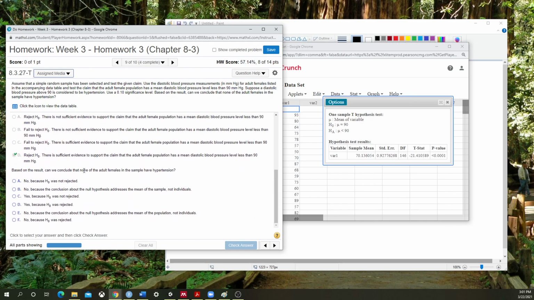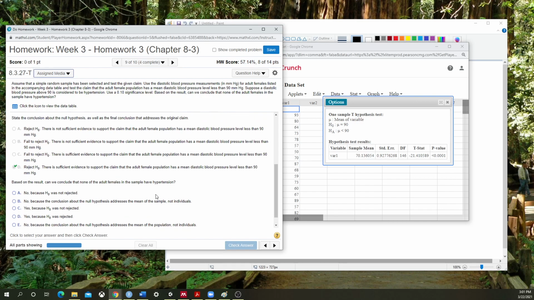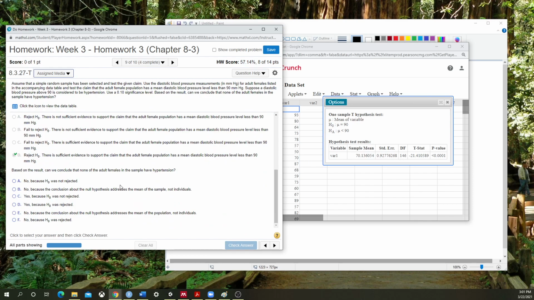Okay, so hopefully this was helpful. Oh, there's one more here. Based on the result, can we conclude that none of the adult females in the sample have hypertension? Ooh, a little tricky. This one is not so subjective, but this is where statisticians can really get into the thick of it. Yes, because... no, because the conclusion about the null hypothesis is just about the mean of the population, not the population. This is a sample, so it wouldn't be E. We're not going to generalize to everybody in the data just because of the average. So we're going to say no, because the conclusion about the null hypothesis addresses the mean of the sample, not individuals.